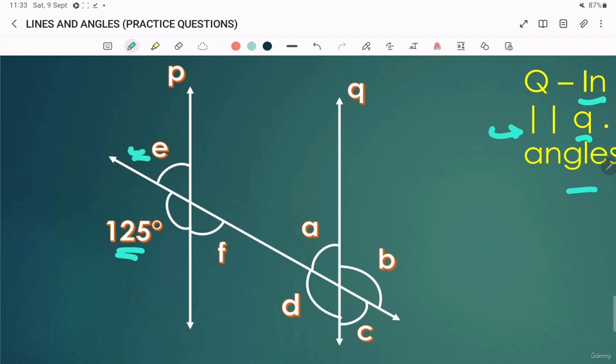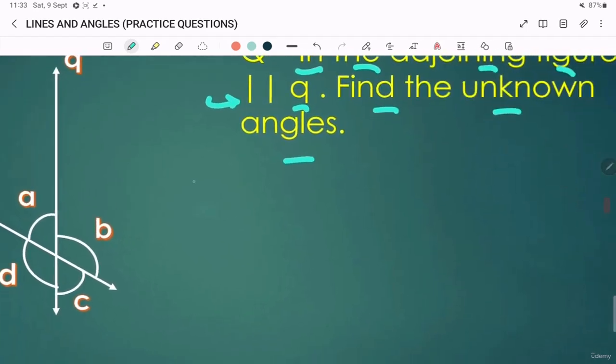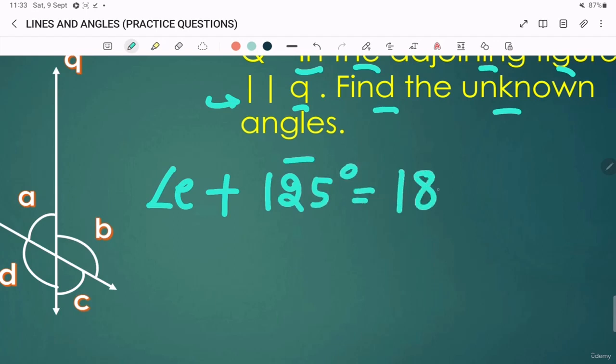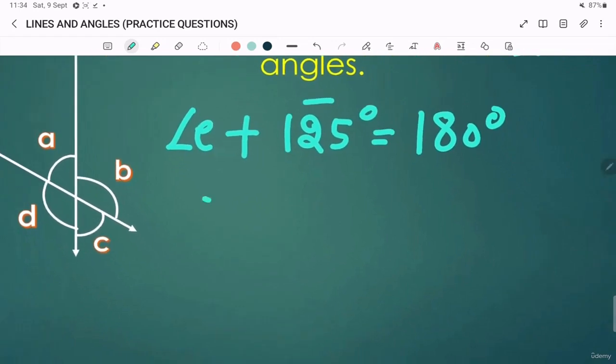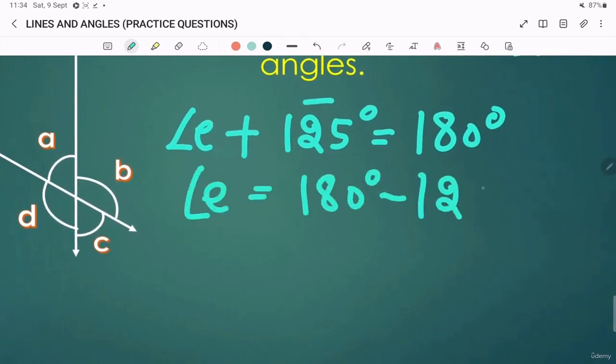Therefore, sum of angle E and 125 degrees is 180 degrees. Angle E plus 125 degrees will be equal to 180 degrees. Sum of linear pair angles is 180 degrees. We can find out angle E from 180 degrees. Subtract 125 degrees. Answer will be 55 degrees.